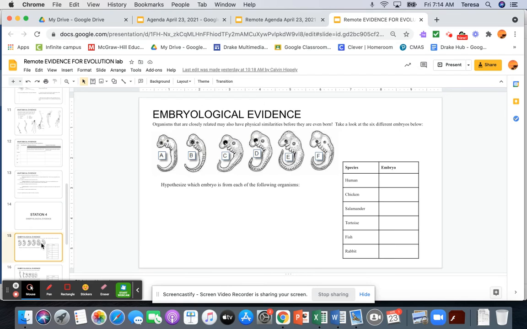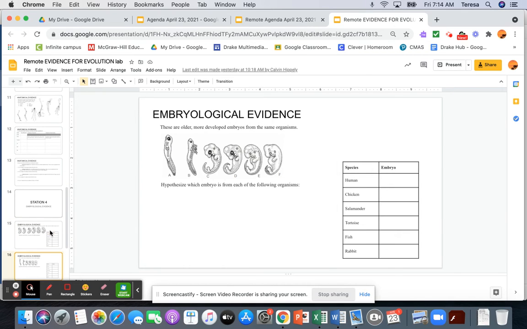Then you move on to embryological evidence. These are developing organisms. There are 6 different organisms here. You're just making an educated guess on which one you think matches with each species. So you'll just put the letter here. There's no wrong answer here. You're just trying to look for any differences that might lead you to think one is related to one organism or another.